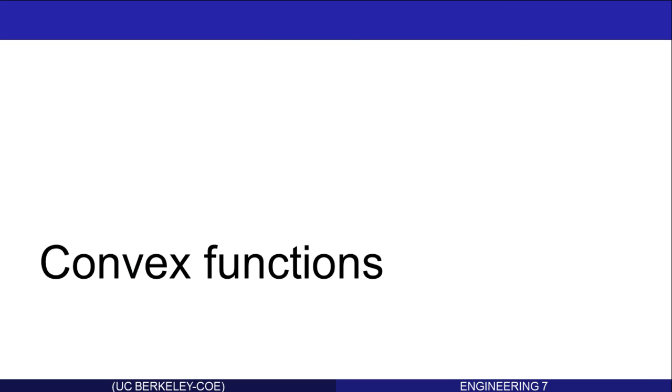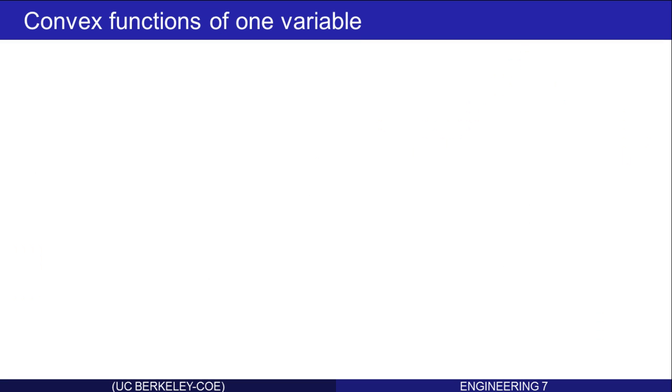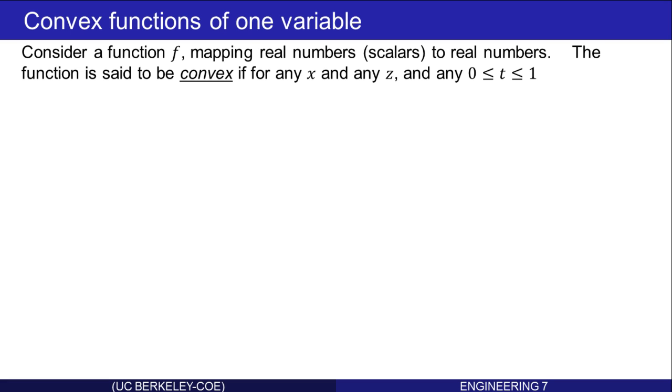So convex functions are the focus of this unit. Let's start with functions of one variable. A function f, mapping real numbers to real numbers, is said to be convex if for any x and any z and any t between 0 and 1, f at (1 minus t) times x plus t times z is less than or equal to (1 minus t) times f of x plus t times f of z.